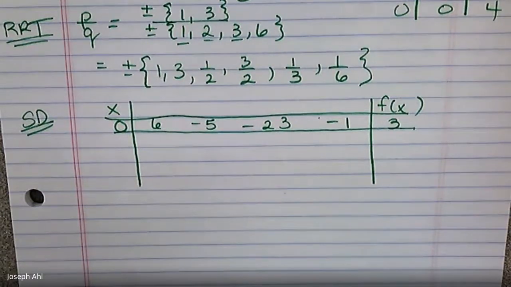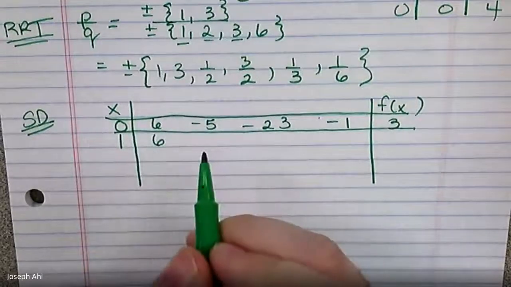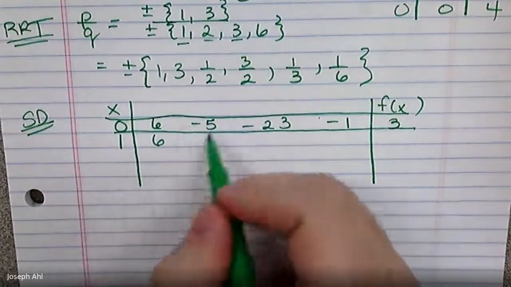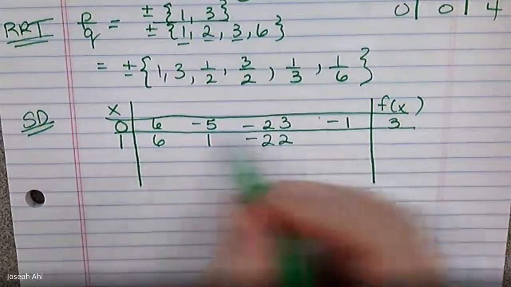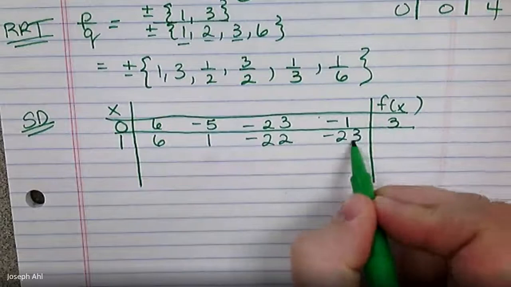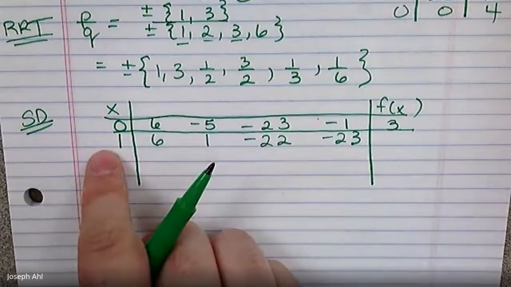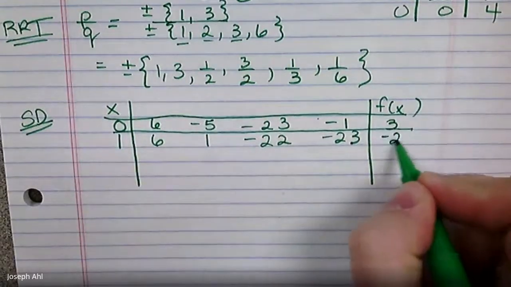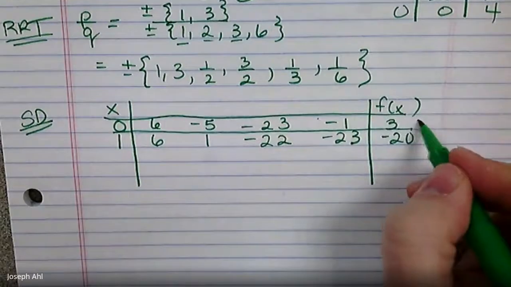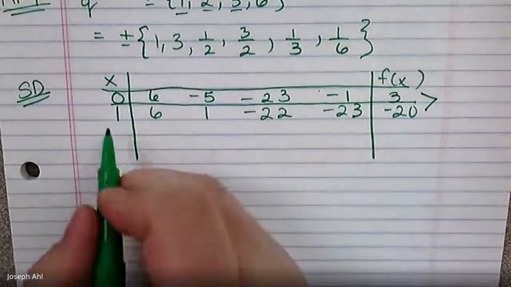So if we go ahead and start testing something like 1, bring down the 6. 6 times 1 is 6, plus -5 is 1, times 1 is 1, plus -23 is -22, times 1 is -22, plus -1 is -23. Going kind of quickly here, but synthetic division, we got to get good at it. -23 times 1 is -23, plus 3 is -20, and not a root, but sign change.